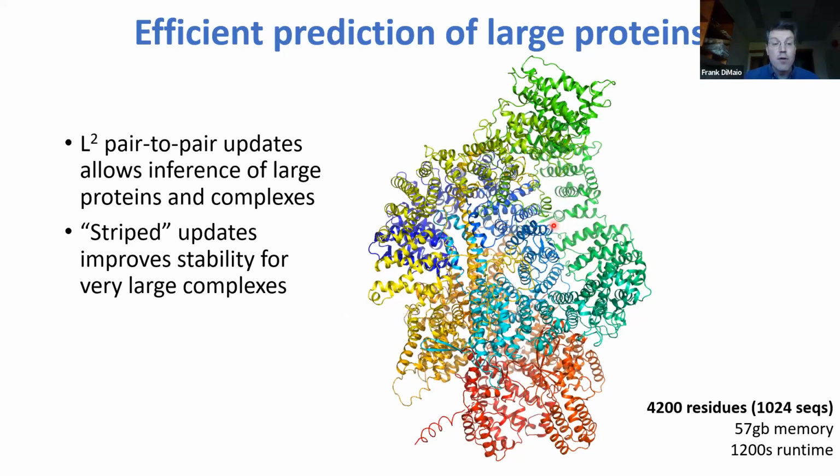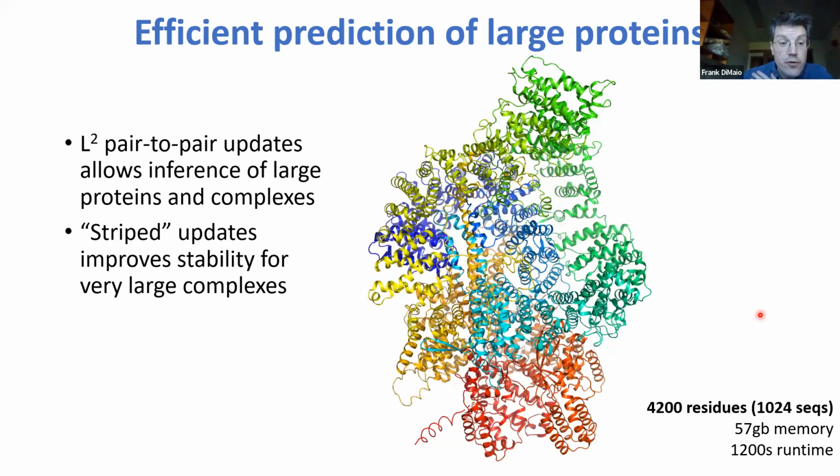So this network is a lot more efficient, and we can predict really large proteins now and really large complexes. This, for example, is a 4,200 residue protein with 1,024 sequences, a pretty big MSA. It runs no problem, about 15 to 20 minutes of runtime. And on these very high memory GPUs, we can run close to 5,000 residues relatively quickly.